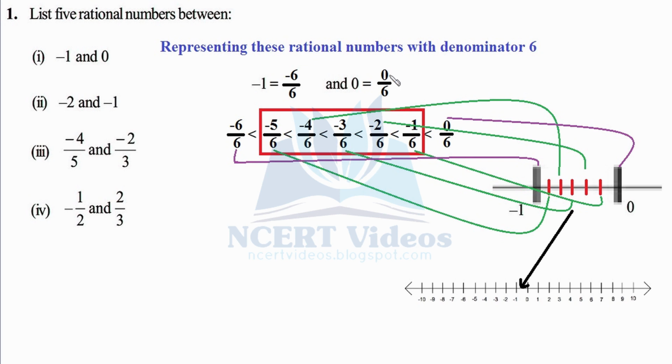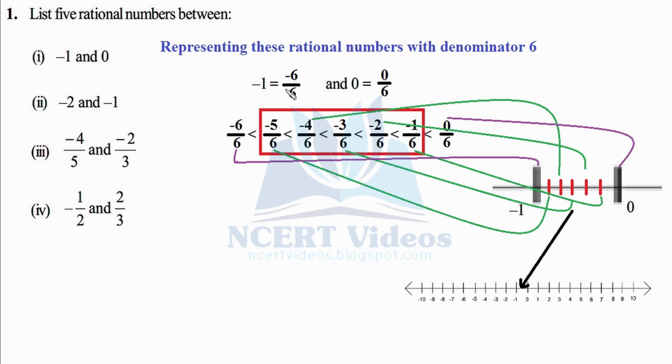Now representing these rational numbers with denominator 6. Now here is the tricky part. Why are we taking denominator as 6? Because we are asked to find 5 rational numbers. So had the question asked to list 8 rational numbers, we would have taken denominator as 9. So you have to just increase one digit. This is how we select the denominator number.